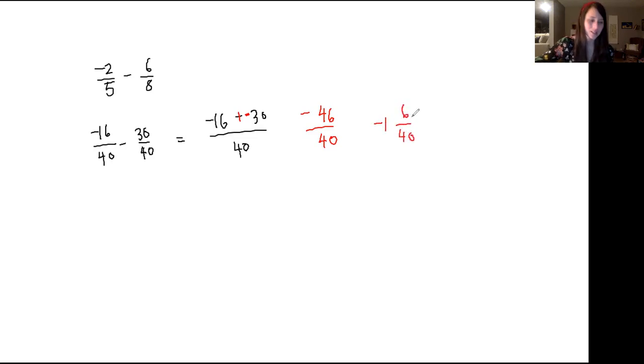Can I reduce this? I think so too. Everything's divisible by 2. So that's 3 and that's 20. And so I have negative 1 and 3 out of 20.